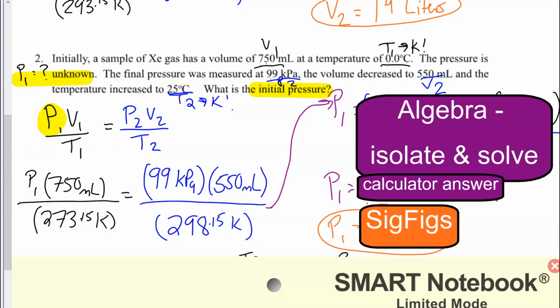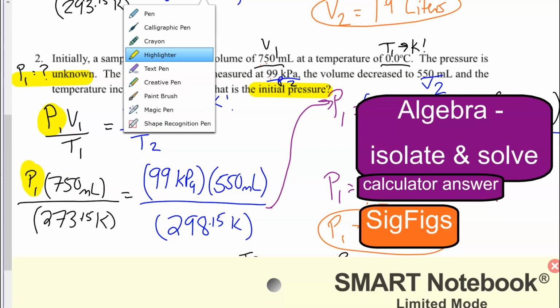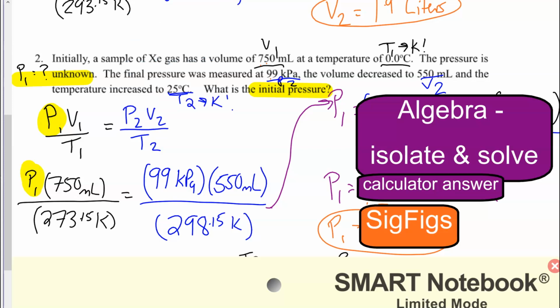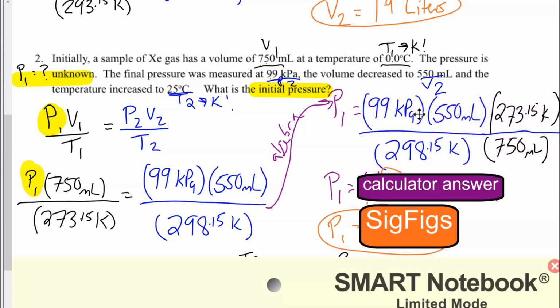All we have to do right now is isolate and solve for P1. So how do we do that? We have to do some algebra. This is just your Algebra 1 type stuff. So I want you to rearrange, isolate, and solve. What do we get for P1? When you rearrange and isolate, you get 99 kPa times 550 times 273 all over 298.15 times 750.